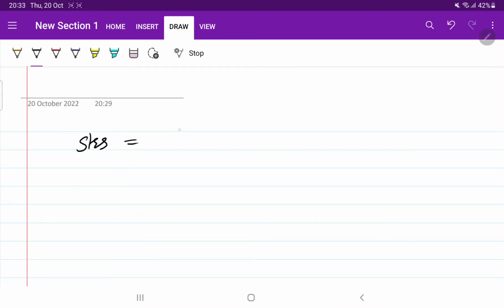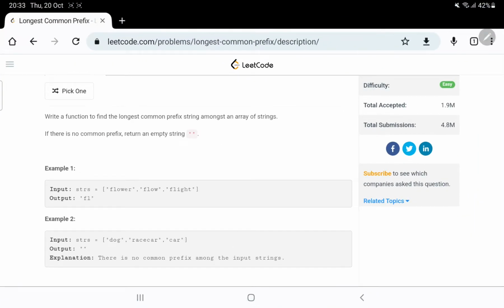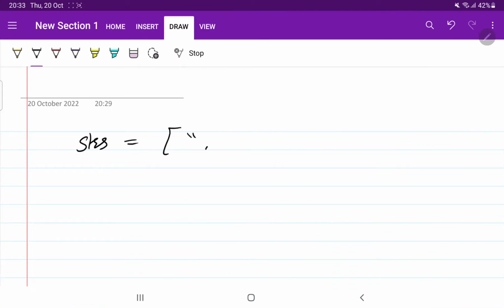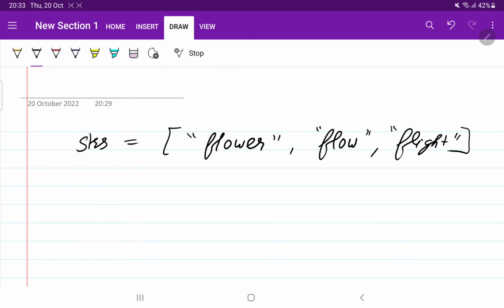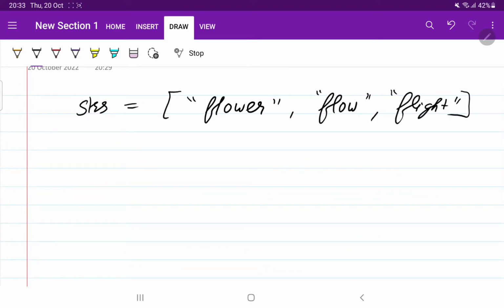Okay. So the strs array is given which has the words. What are the words? Let us take the same words: flower, flow and flight. So the first one is flower, the second one is flow and it is flight. These are the three words that are given to us, right? So what is the first thing that clicks in your mind? That we should pick one word. Let's say we pick the word flower, and we will pick the first letter, and then we will compare this with the other words.